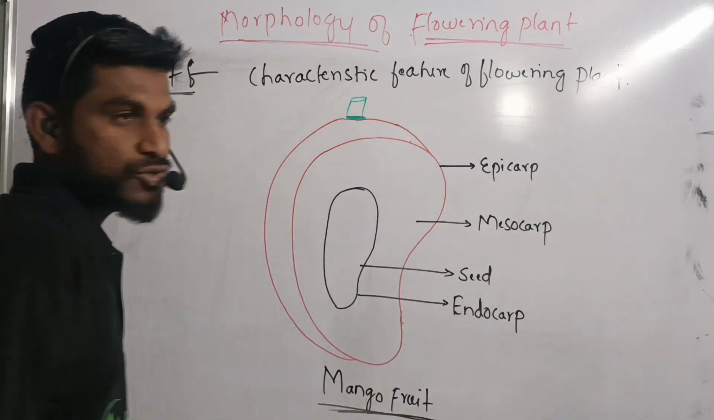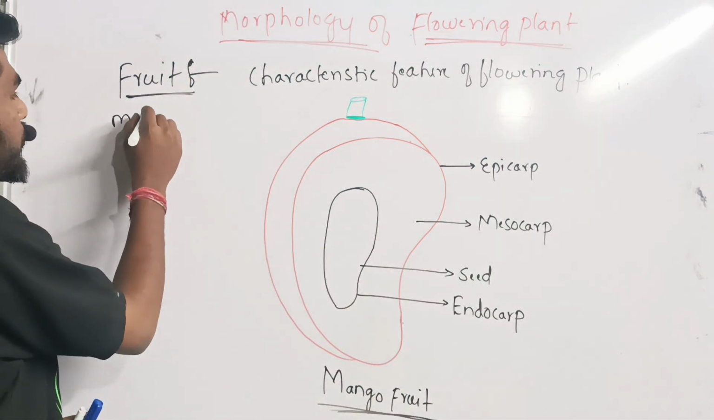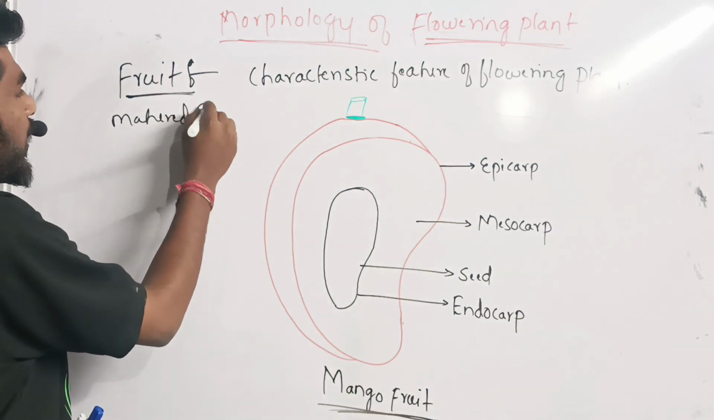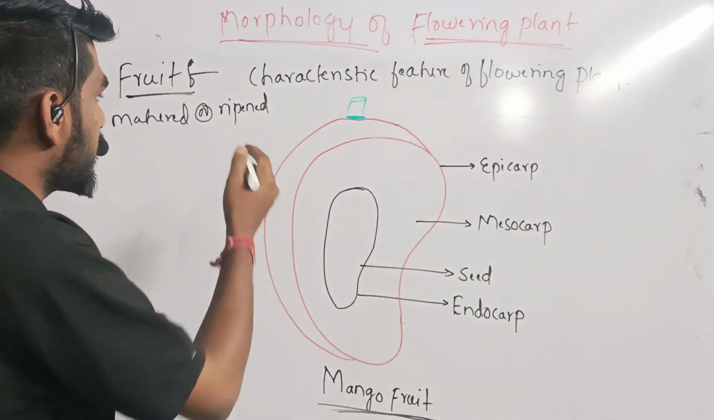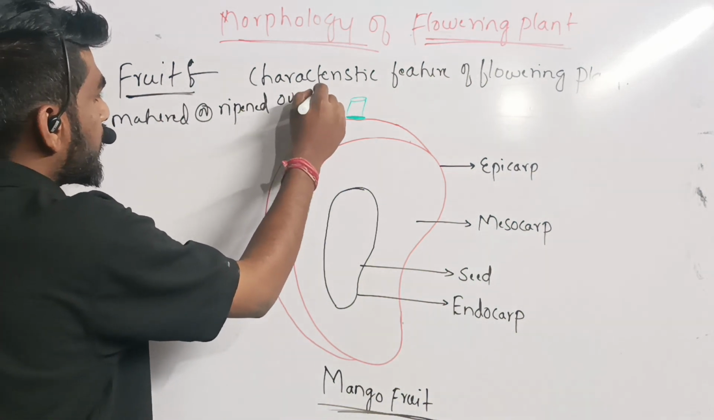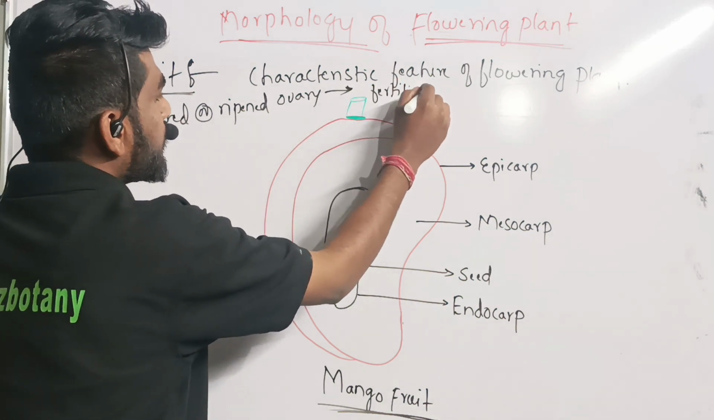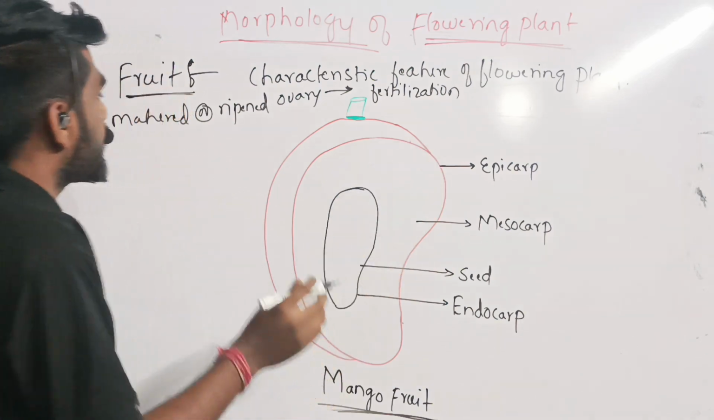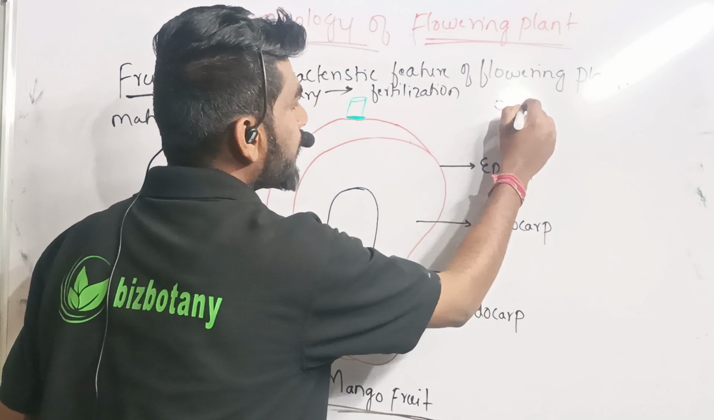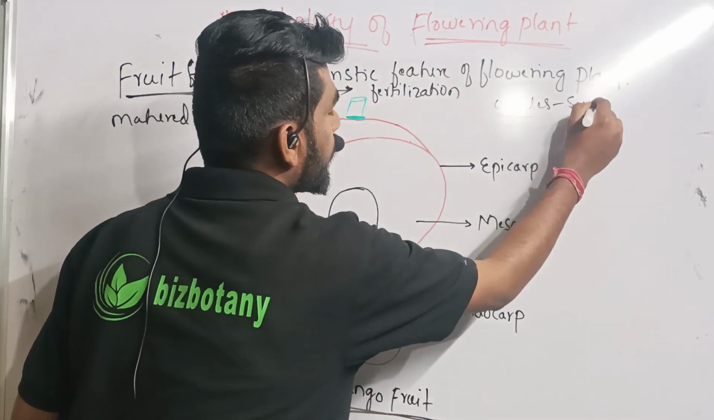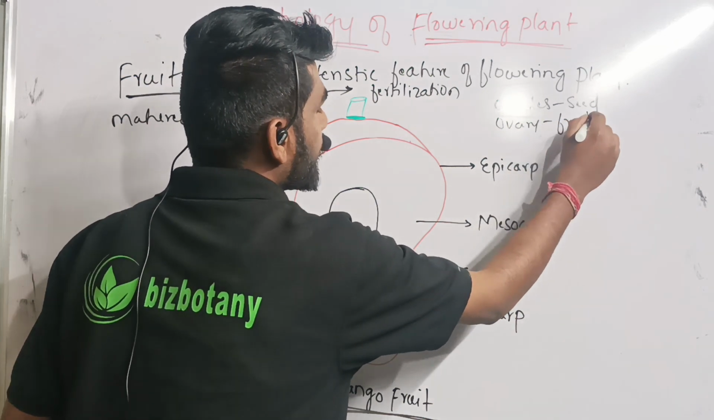Fruit is a matured or ripened ovary. What does fruit mean? It is a matured or ripened ovary which is found after fertilization. After fertilization, this ovary will be converted into a fruit and ovules will be converted into seeds.